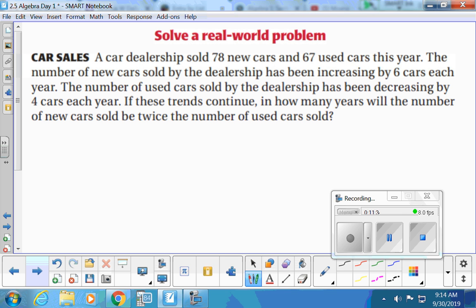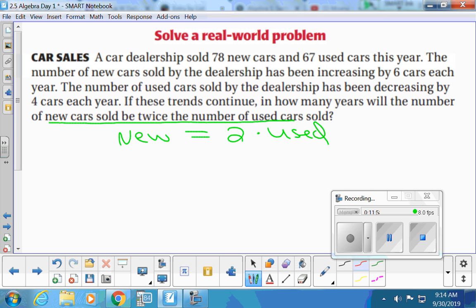Kenneth, do you have an idea of how we can write this equation out? Okay. I'm going to write new and used first. And we want to know when the new cars will be twice the number of used cars. So we want to know when new will equal twice used. But what do you know about new, Kenneth? And how many is it right now? It's 78 and increasing 6 per year. We'll just have X be years. Does that look about right? Yeah. 78 increasing 6 per year.